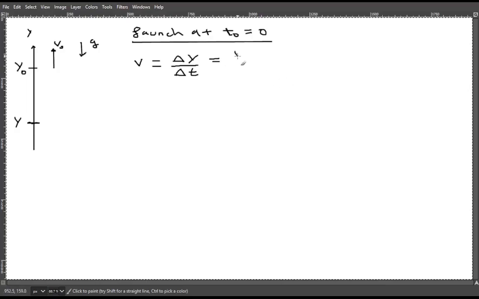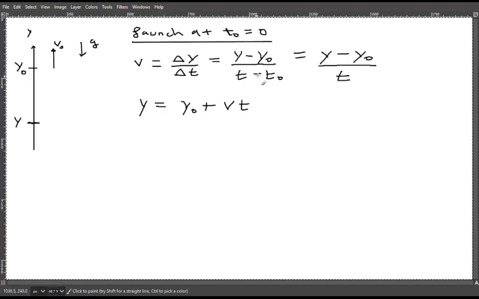And so this would be, as usual, final minus initial. So here's the final, there's the initial, divided by t minus t0, final minus initial time. But in this case, we start the clock at t0 equals 0, so that's y minus y0, the displacement along the y-axis over the time it takes to make that displacement, t. So now I could solve this, if I like, for the position y.